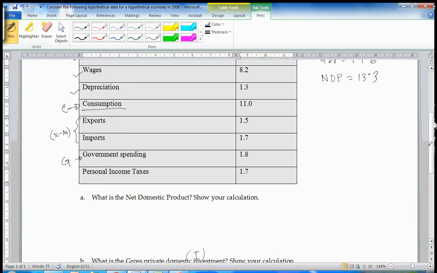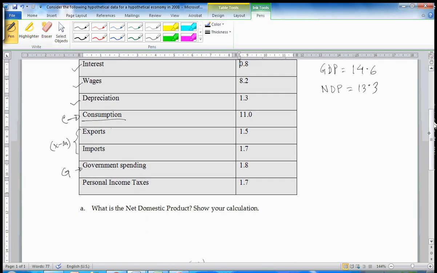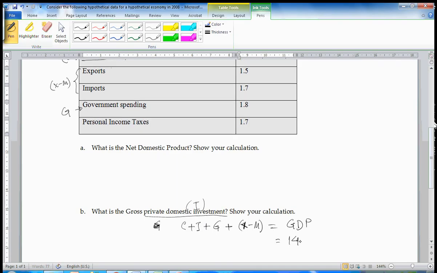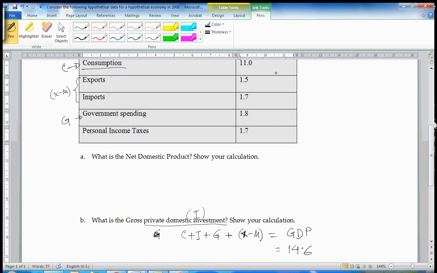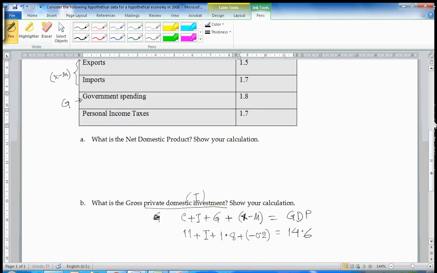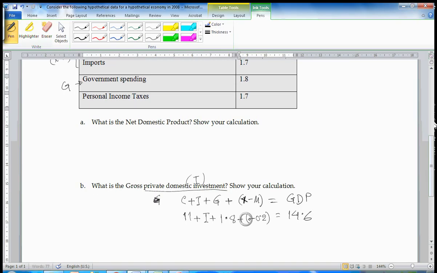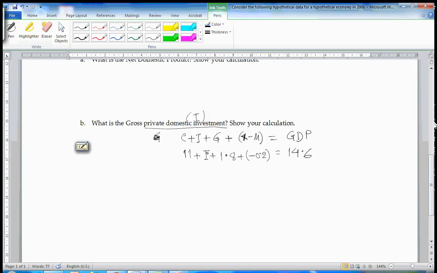And from this table and from our results, we already know that most of these values are already given to us. So I'll plug in those values. GDP was 14.6 trillion dollars. Consumption was 11 trillion dollars. Investment was not given to me. Government spending was 1.8 trillion dollars. And the net export was 1.5 minus 1.7 trillion dollars of imports. So 1.5 minus 1.7 would give me negative 0.2 trillion dollars here. So now I have found an equation here where I have only one unknown, which is this I, and I should be able to figure that out.